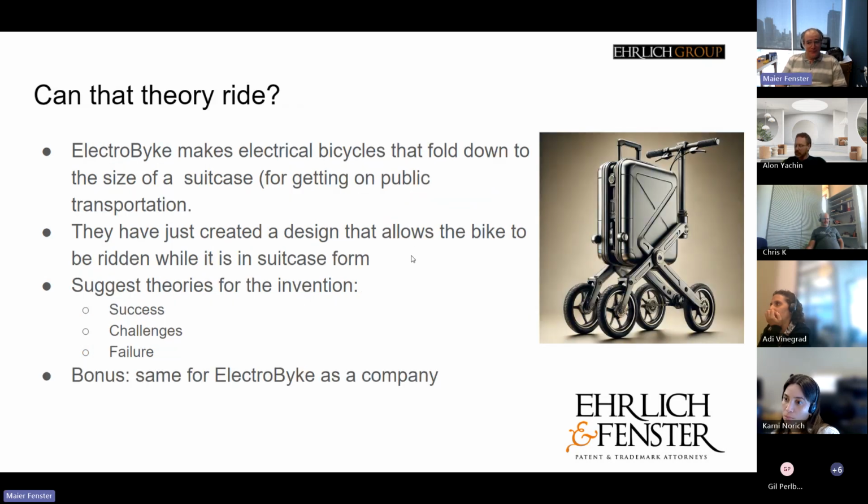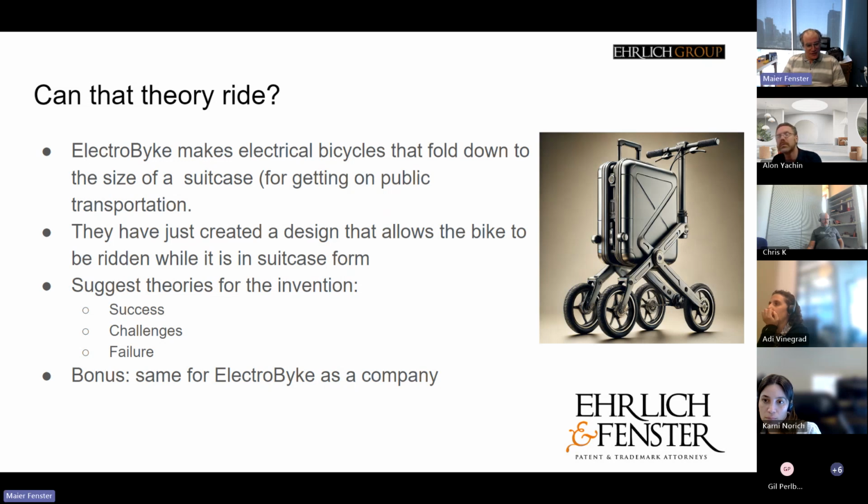Here's an example. I have a company called Electrobike, and they make electrical bicycles, or electric bicycles, that fold down to the size of a suitcase. I'm sure you've seen them. And the reason why I want them to fold down is in order to put them on the train. Now, I was just recently in a subway system in some European city, and I spent about half the time walking between stations underground. So it would have been nice to ride my suitcase. Now, you're not allowed to ride electrical bicycles, but sitting on a suitcase might be okay. So Electrobike modified the design, which allows the bicycle to be ridden even while it's folded down.